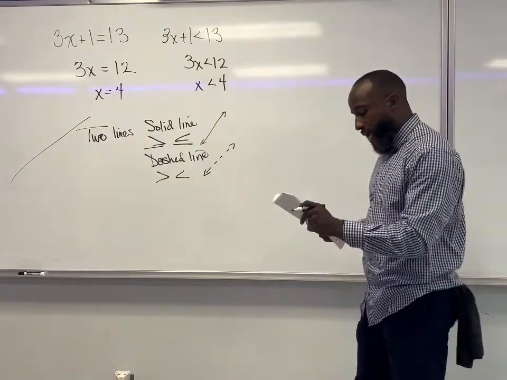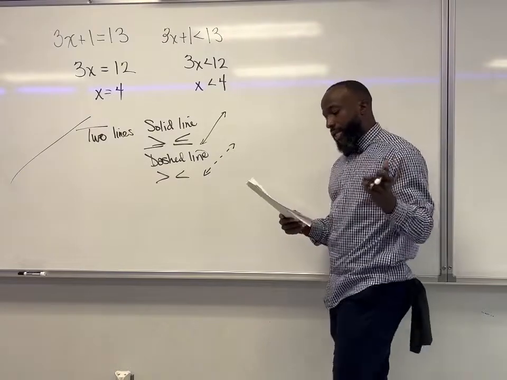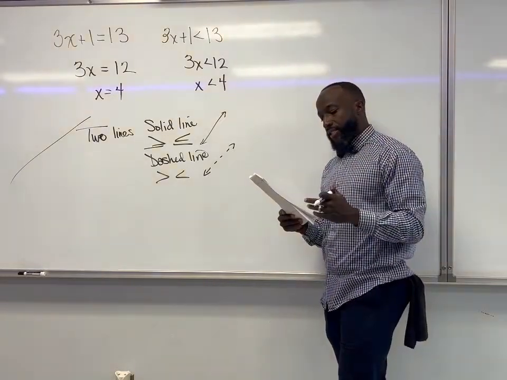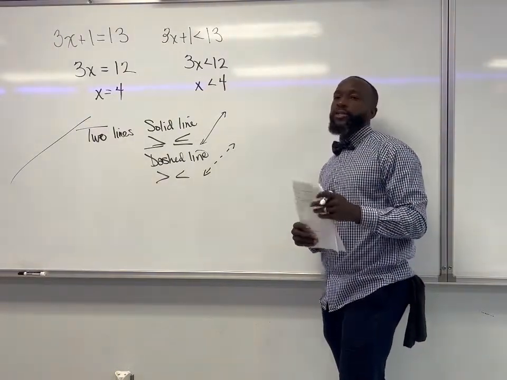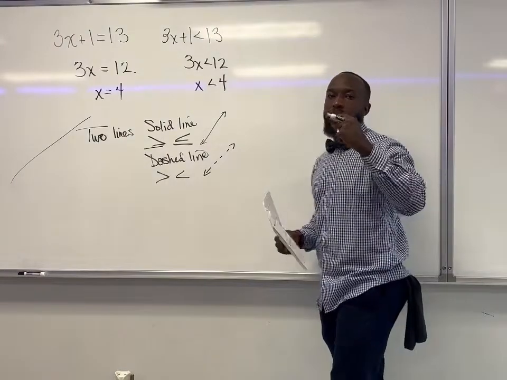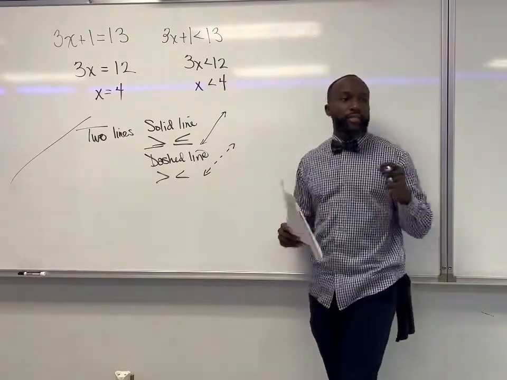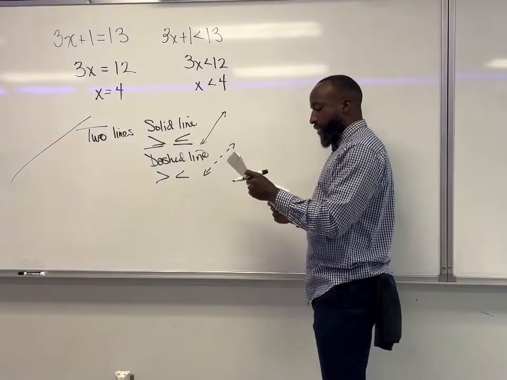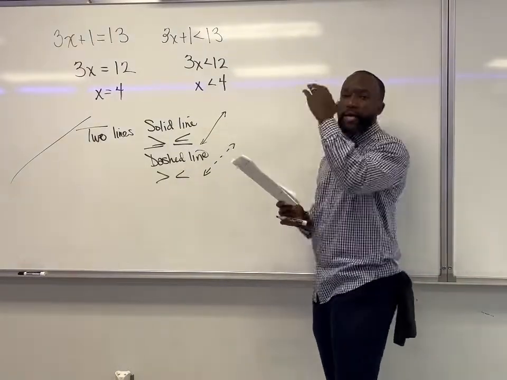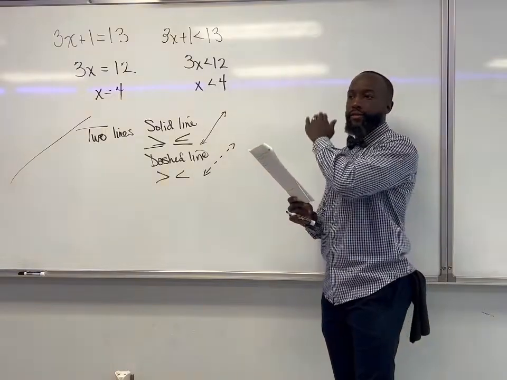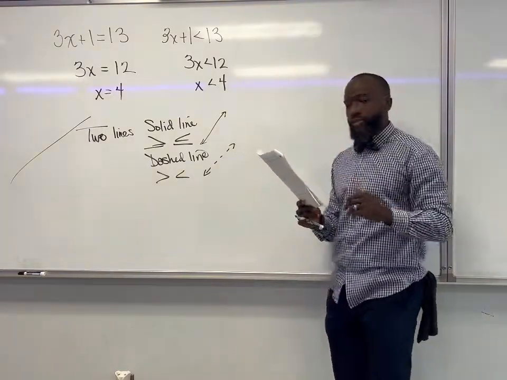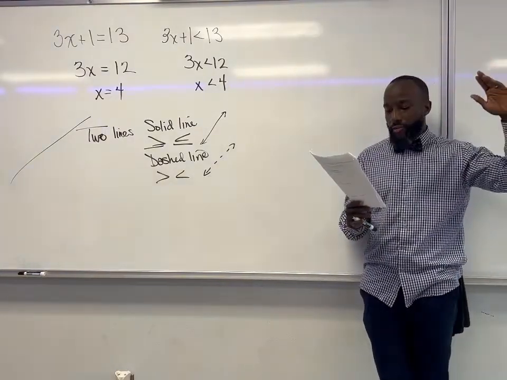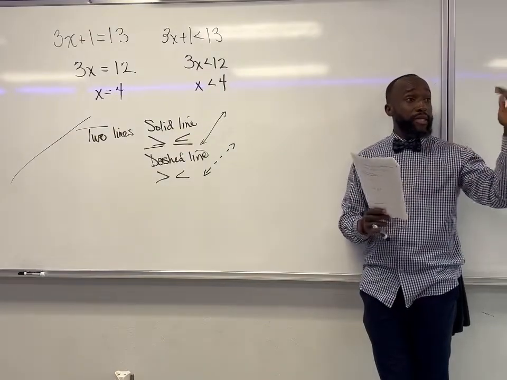And so how do we shade? You can choose any point that's not on the line and test the point using the equation. You test the point by substituting that x and y value into the equation. If the statement is true, you shade in that region, underneath the line or above the line. If it's not true, you shade in the opposite region. You shade opposite to the test point.